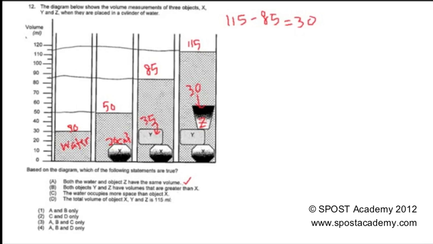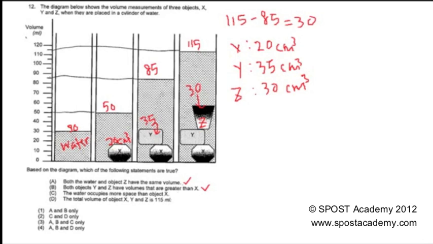B says both objects Y and Z have volumes that are greater than X. X has a volume of 20, which we have written there, and Y is 35, so X is 20, Y is 35, and Z is 30 cm³. So all these are in cm³, and yes, both Y and Z have volumes that are greater than X.